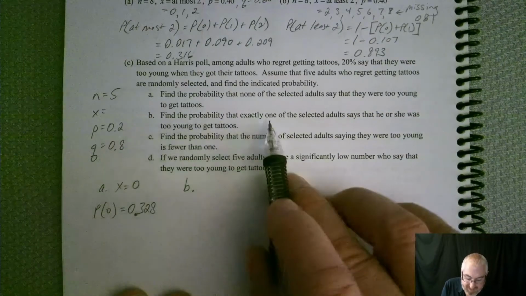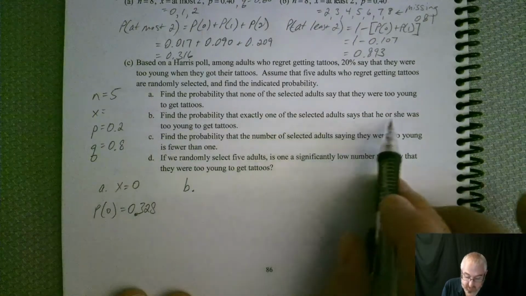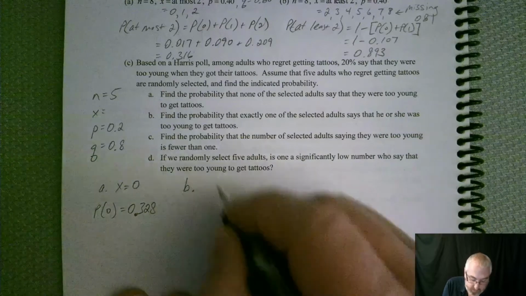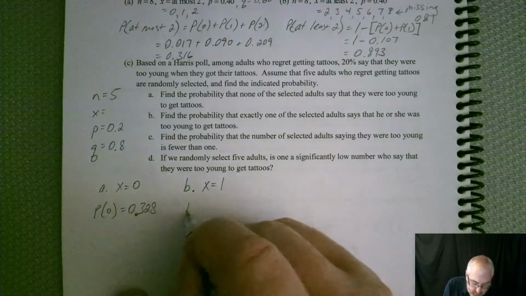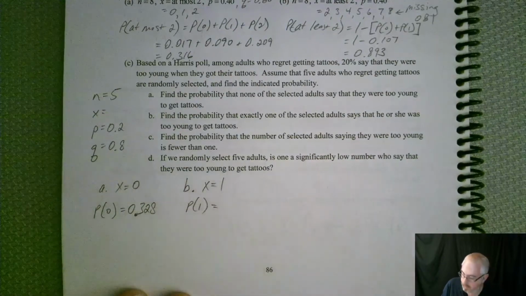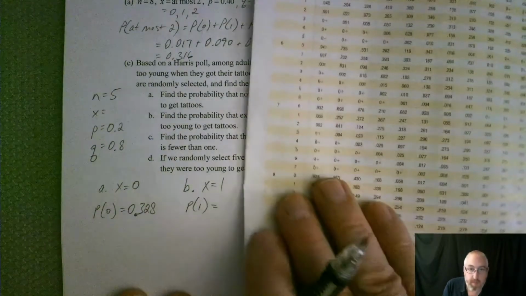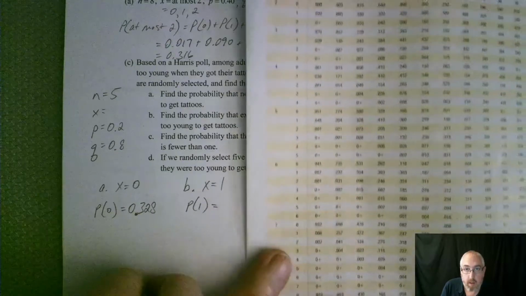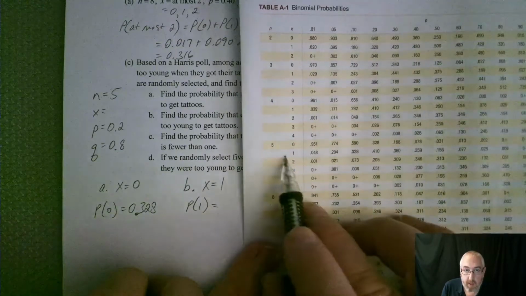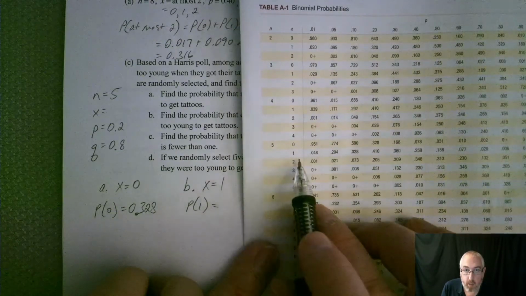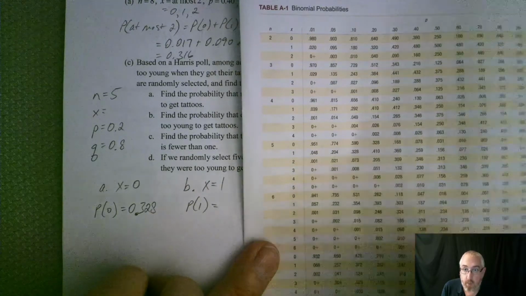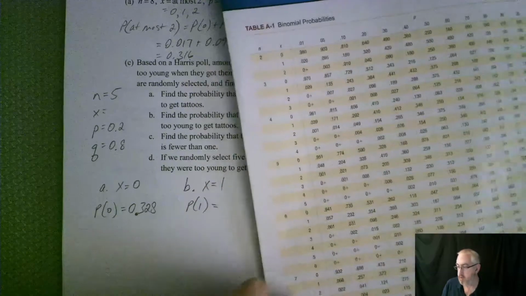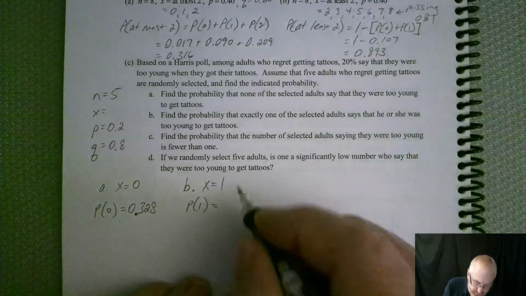Find the probability that exactly one of the selected adults say that he or she was too young to get tattoos. So now we can clearly see that X equals 1 for this case. So if we want the probability of 1, let's go back to our table. So we got 5 again, 1, and 20%, so 0.410. So 0.410.